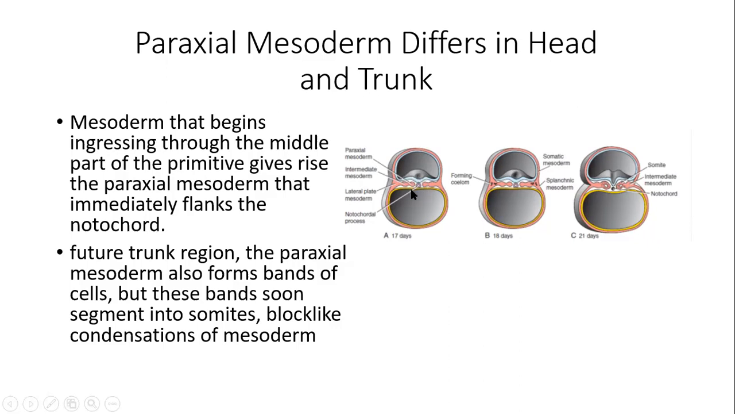Mainly the paraaxial mesoderm is going to give rise to the head mesenchyme, which will be supplemented by the neural crest cells, the cervical region, and mainly the somites. Somites will form the building blocks of the trunk musculature as well as the vertebral column, the body of the vertebral column.